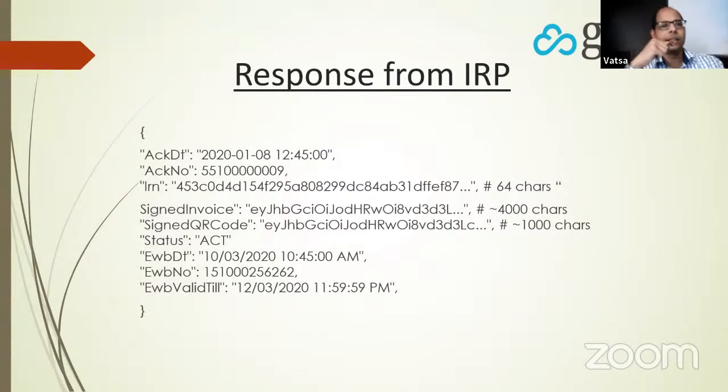So again, here is an example of the response that the IRP sends. This is mainly for programmers. So business owners like CAs, finance people, ignore these things. You don't have to read too much, but roughly as a human being, you should be able to understand there is an acknowledgement date, there is an acknowledgement number, there is the IRN number, 64 characters.